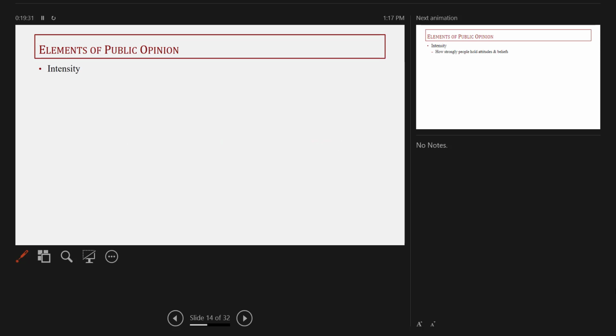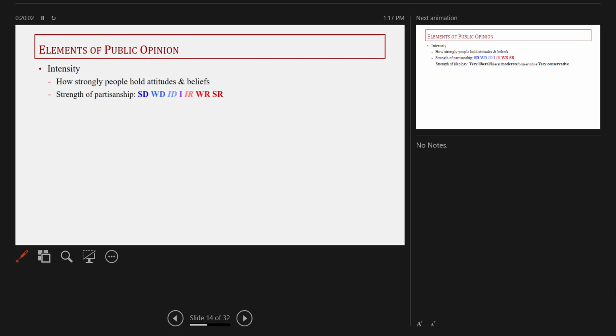With same-sex marriage, except for that brief period where opinion was crossing, there's always been a clear difference of opinion. But the kind of change that we're seeing over this period of a few decades is just really unusual. A third element of public opinion is intensity. And intensity just refers to how strongly people hold a particular attitude or belief.